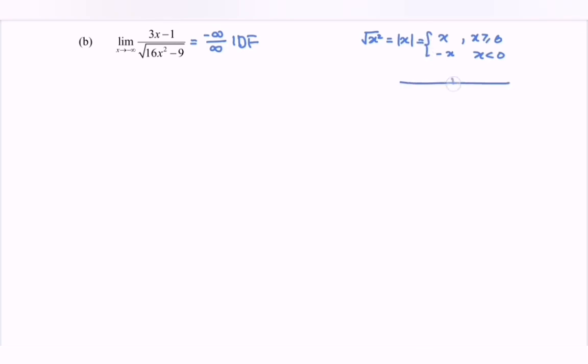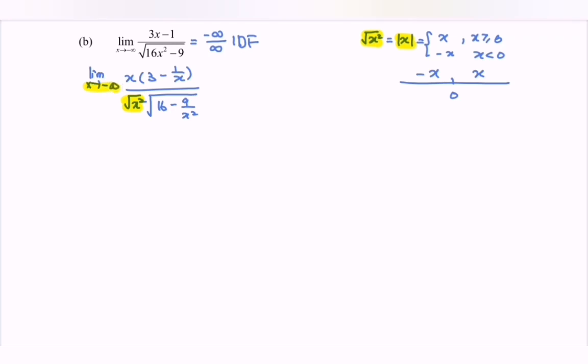so we have the real number line 0, so negative x for the left and positive x for the right. So limit when x approaching negative infinity. Kindly factor out the x. So here we have 3 minus 1 over x, over the square root of x squared, multiplied with the square root, we have 16 minus 9 over x squared. So by referring to the definition, we have the square root of x squared, which is the modulus of x, and we have the definition.